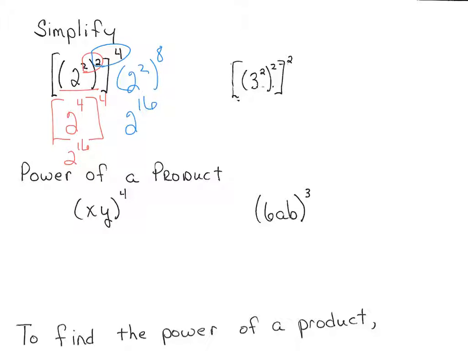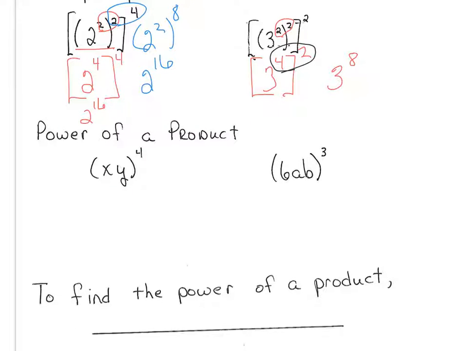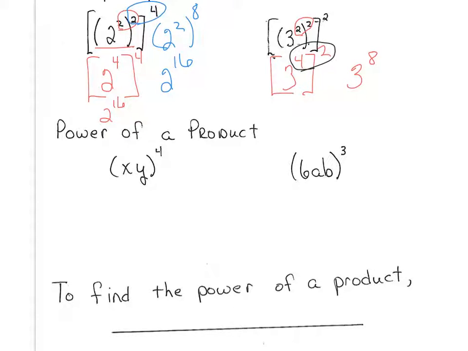If we start from the inside, I'm going to have 3 squared squared, so we multiply these two, 3 to the 4th squared, and now we multiply these two, and we get 3 to the 8th. Now in the previous examples, we just had a single base, but now I have a base that's a product, and we're going to find the power of a product.